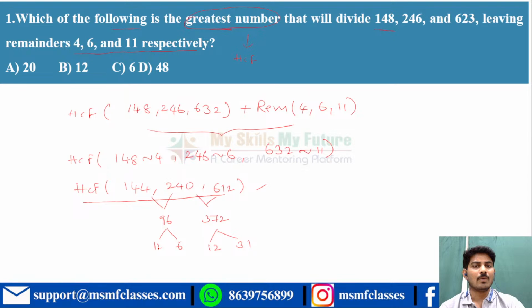So I can directly say that the HCF of the given numbers 148, 246, and 623, when the remainders are 4, 6, 11, will be 12 directly. And she has answered the question correctly.